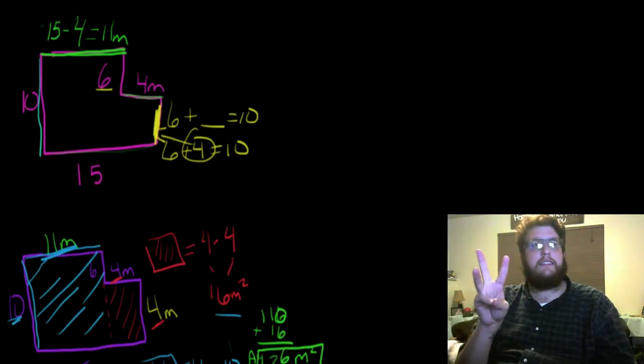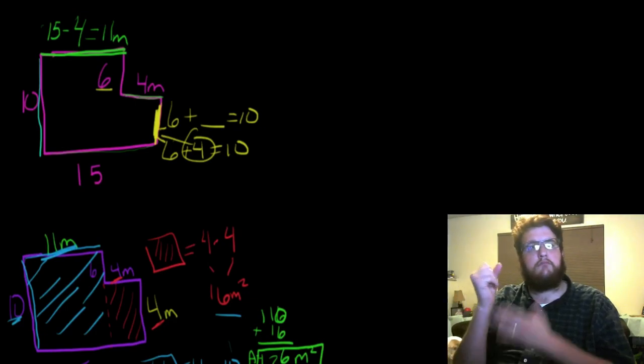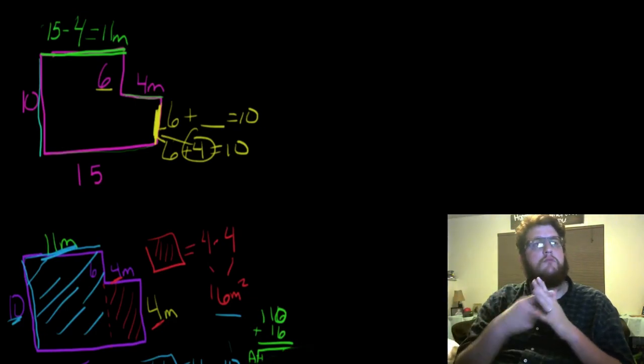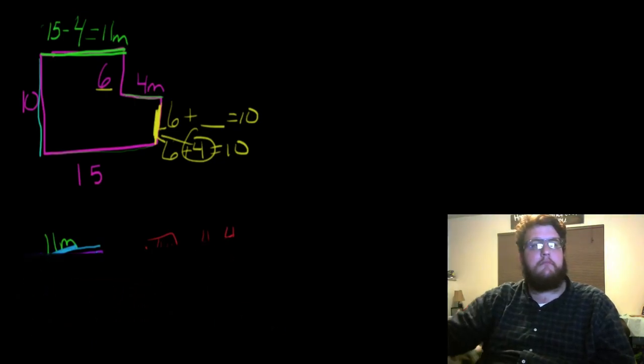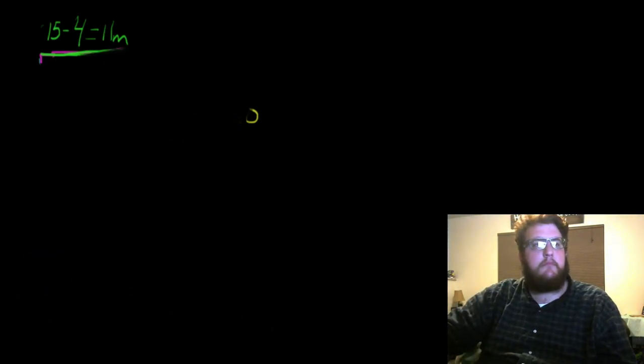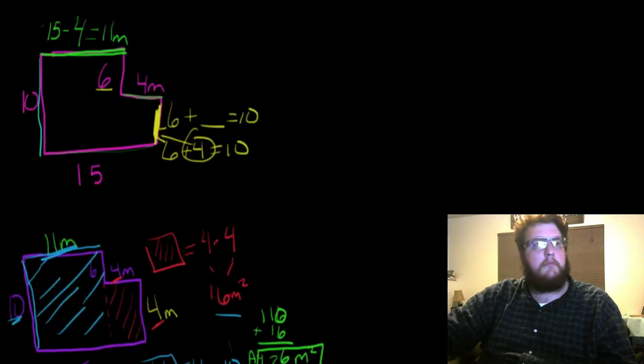You can go ahead and erase this, or start on number 4 while I erase this stuff, and I'll meet you there. Number 4 has a house, so we'll go ahead and start on number 4 while I erase this stuff, and I'll meet you there.